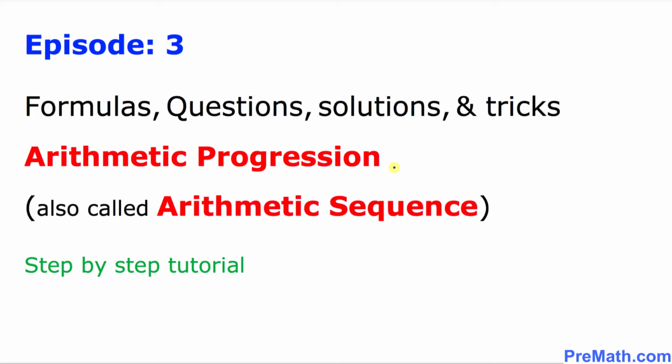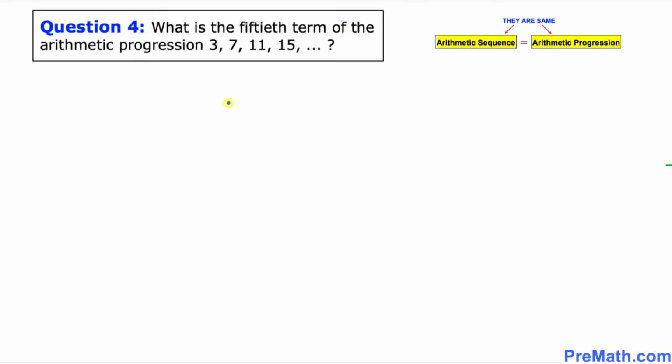Welcome to Premath. In this video tutorial, our topic is once again arithmetic progression, which is also called arithmetic sequence. And here is our next question. It states, what is the 50th term of this arithmetic sequence 3, 7, 11, 15, on and on. So we are going to find the 50th term.